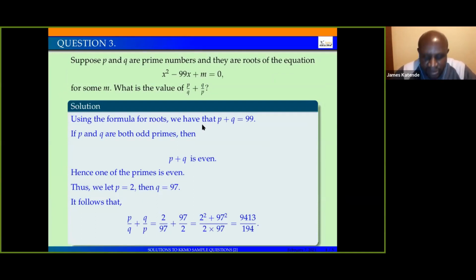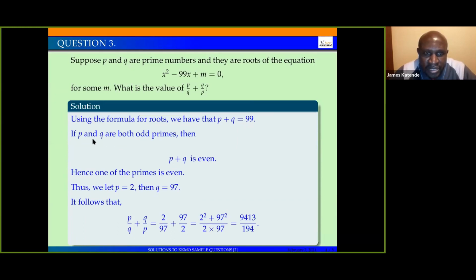So the third one says, suppose p and q are prime numbers, and it is known also that p and q are the roots of this quadratic equation for some integer m. What is the value of p over q plus q over p? That is the question we have at hand. So again, this takes us back to the theory of quadratic equations, and using the formula for the sum of the roots, we have p plus q will be equal to 99.